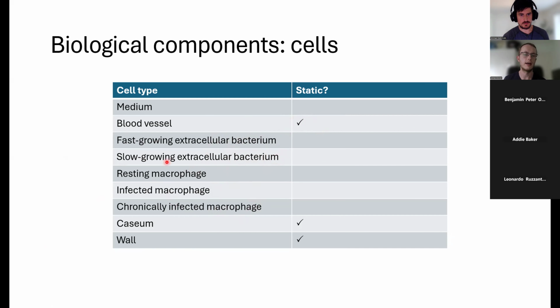We have 3 different types of macrophage here. Resting is the initial state that they're in when they have yet to phagocytose any bacteria.